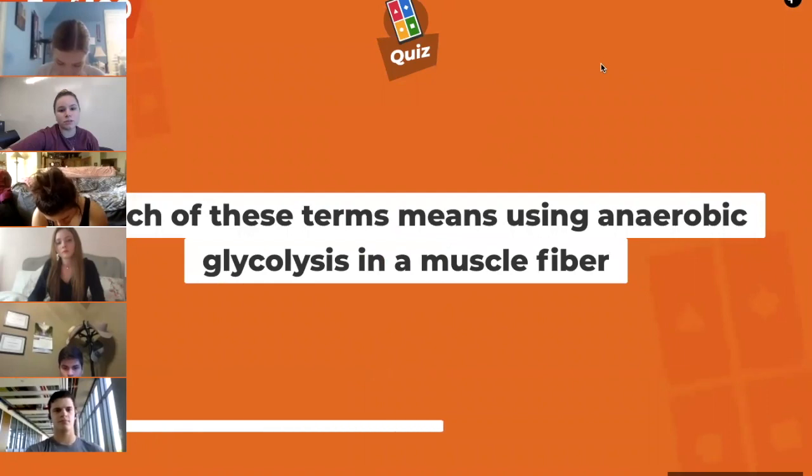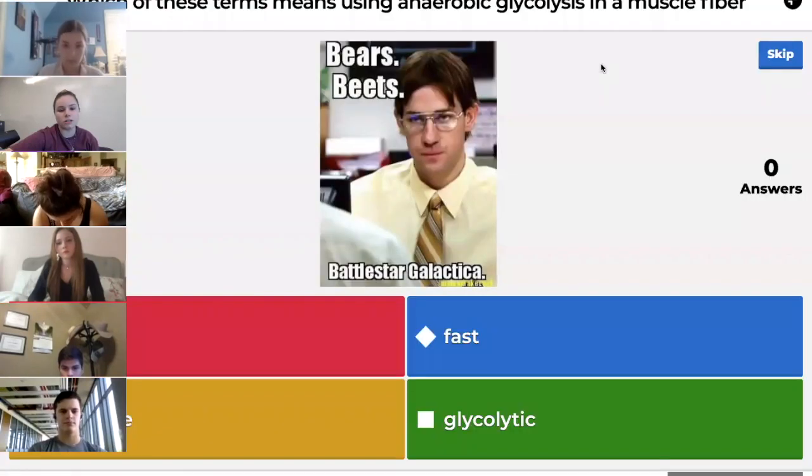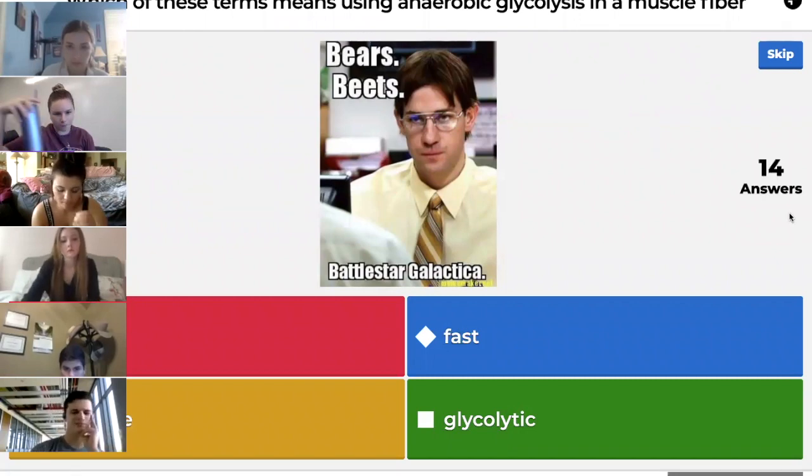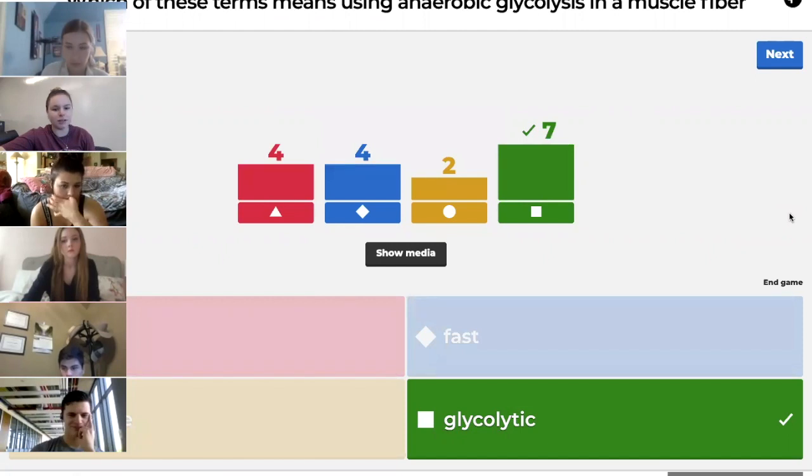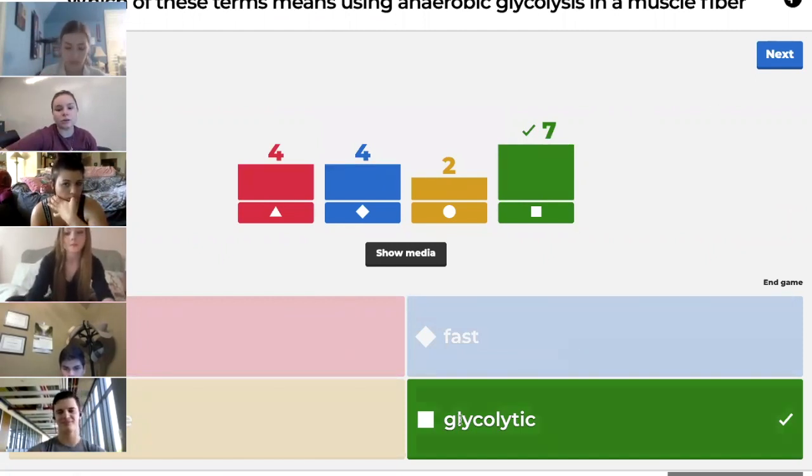Which of these terms means using anaerobic glycolysis in a muscle fiber? Oh, y'all do need to know this. Anaerobic glycolysis in a muscle fiber, because this has to do with your fiber types. Glycolytic, okay. It's anaerobic glycolysis, so it's glycolytic.